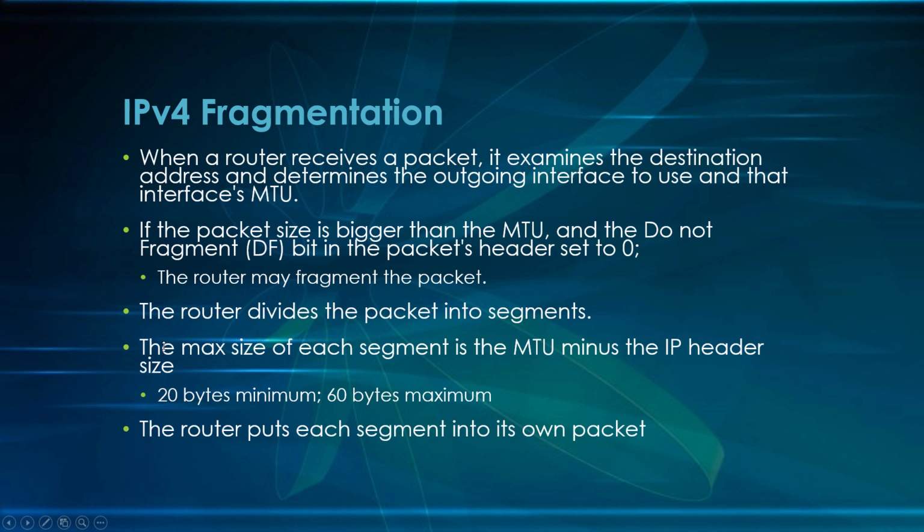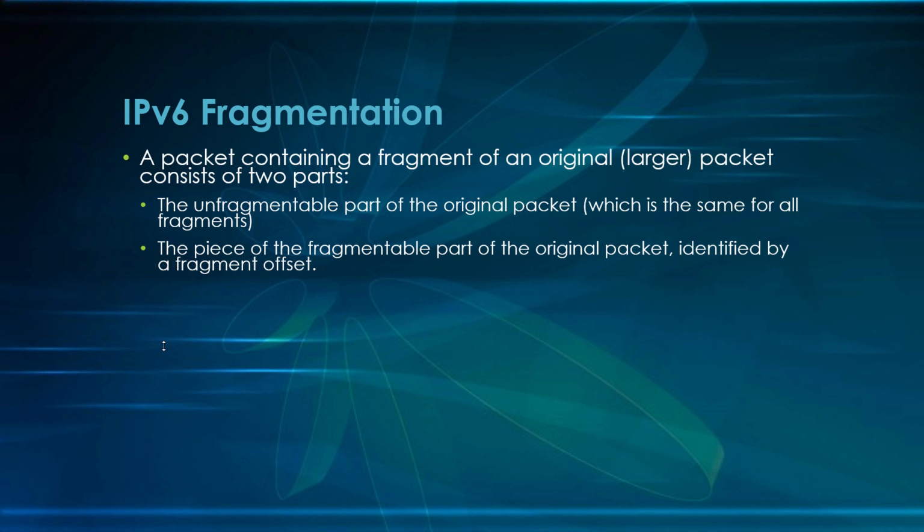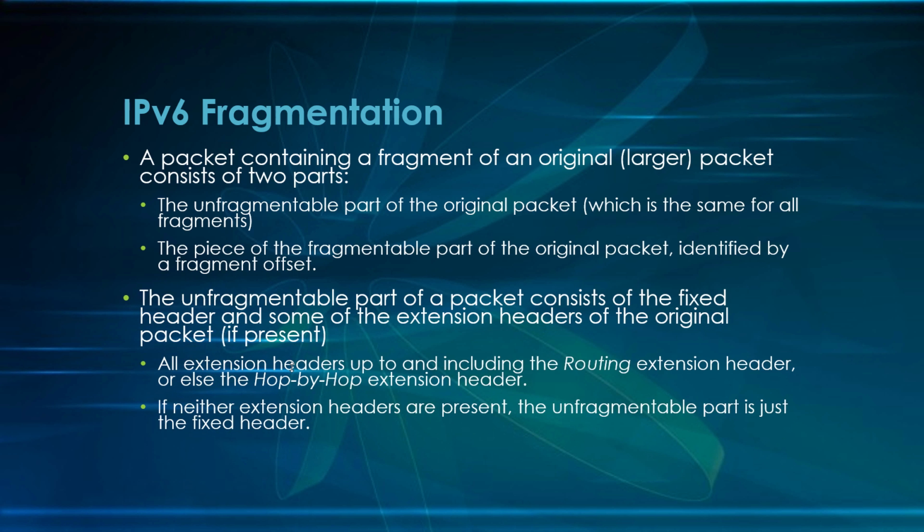Now, moving forward, we're going to take a look at IPv6 fragmentation. A packet containing a fragment of an original or larger packet consists of two parts: the unfragmentable part of the packet, which is the same for all fragments, and the piece of the fragmentable part of the original packet identified by the fragment offset. The unfragmentable part of the packet consists of a fixed header and some extension headers of the original packet.